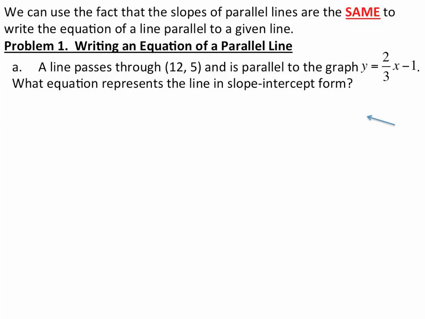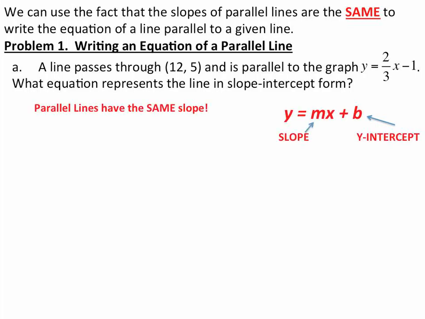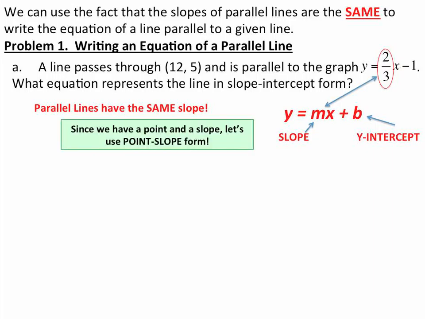So here's problem 1. A line passes through (12, 5) and is parallel to the graph of y equals 2/3 x minus 1. What equation represents the line in slope-intercept form? The first thing we better figure out is parallel lines have the same slope. The equation that it's parallel to is in slope-intercept form, so I can identify the slope is 2/3. My new line will have that same slope.